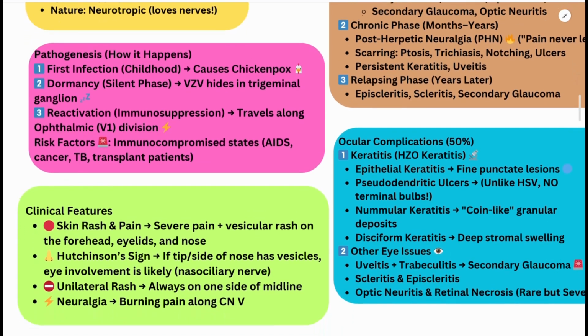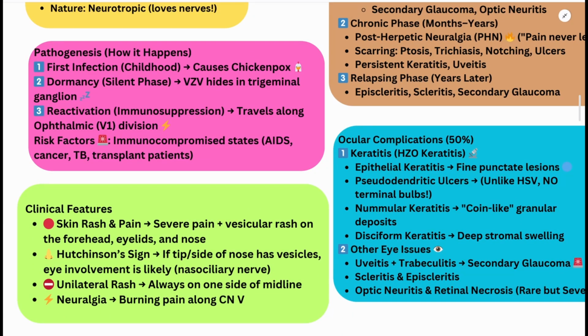Okay. So what is the pathogenesis like? How does it happen? How is the virus invading our eye? So the pathogenesis is, first you will see infection. Infection is mostly seen in childhood, which causes chickenpox. I think you are aware of this. Next, it undergoes dormancy, which is a silent phase, and it hides in the trigeminal ganglion. And due to immunosuppression conditions, it reactivates and travels along the ophthalmic division of the trigeminal nerve, and it affects the eye.